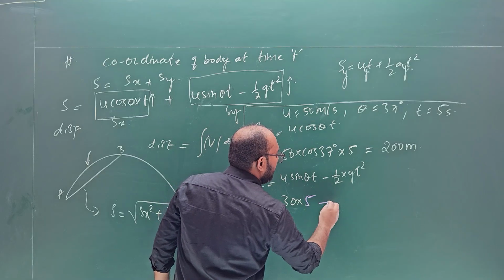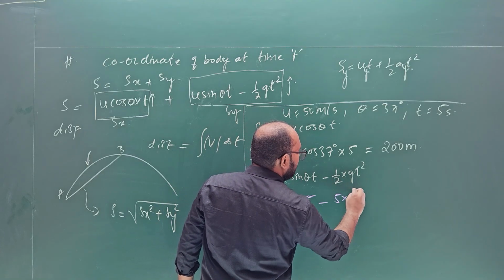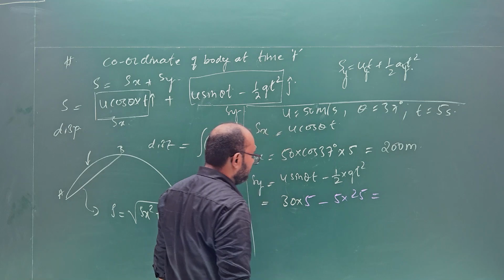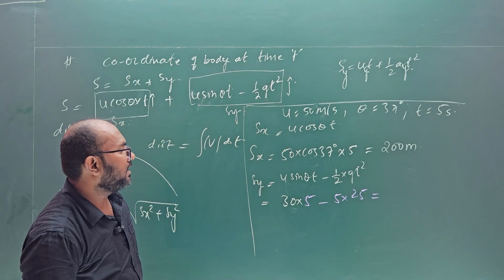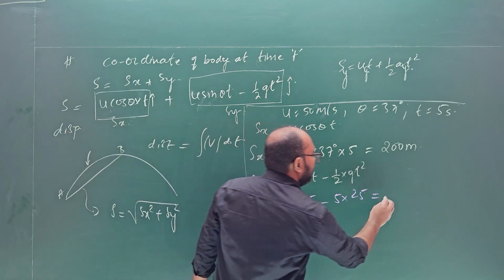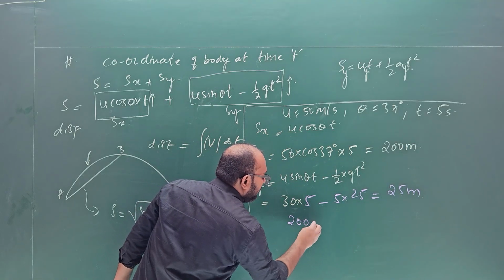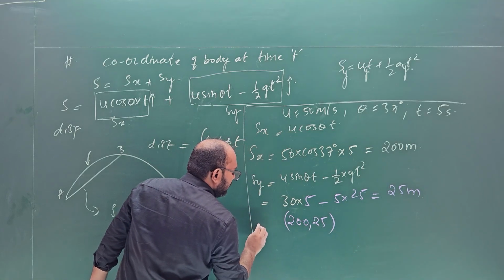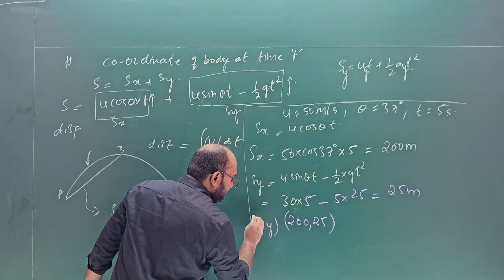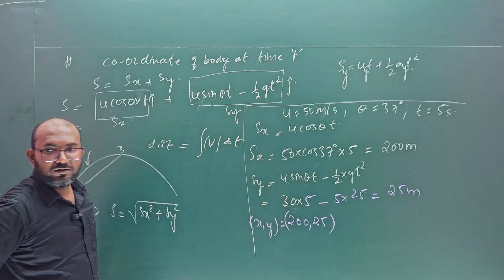Time period is 5 minus of this becomes 5 into 25. Substitute, that means 150 minus 125, that means 25 meters. So the coordinate is 200 comma 25. So we can find anything if we have the concept.